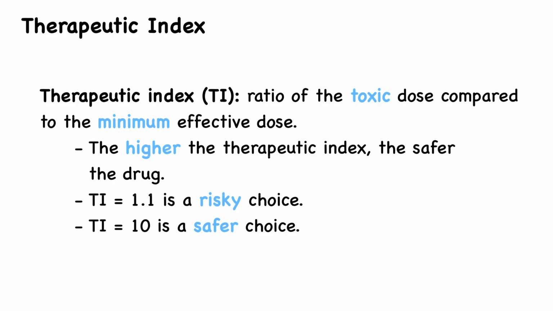A drug with a high therapeutic index means there is a large difference between the effective dose and the toxic dose, making it generally safer for patients. In contrast, a low therapeutic index means the effective dose is close to the toxic dose, so the drug must be used much more carefully and monitored closely.